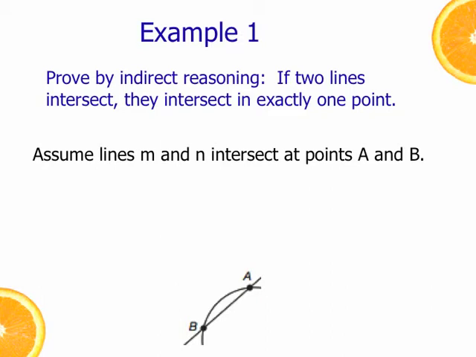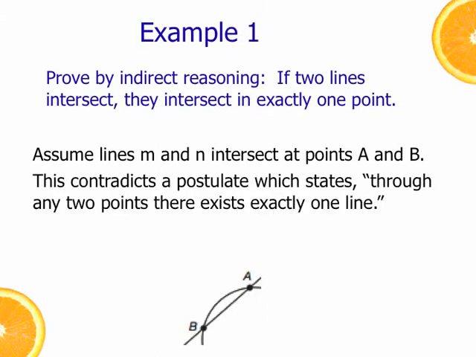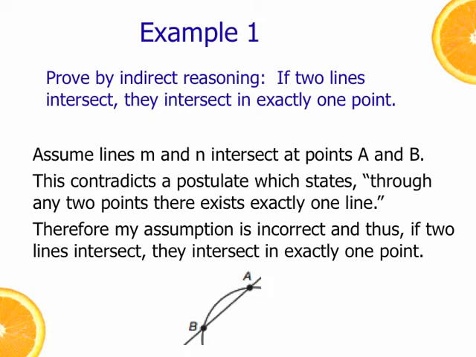Notice, in the first line of your proof, you're going to assume the opposite of what you're trying to prove, right? But this contradicts a postulate that says through any 2 points, there exists exactly one line. Therefore, my assumption is incorrect, and thus if two lines intersect, they intersect in exactly 1 point.